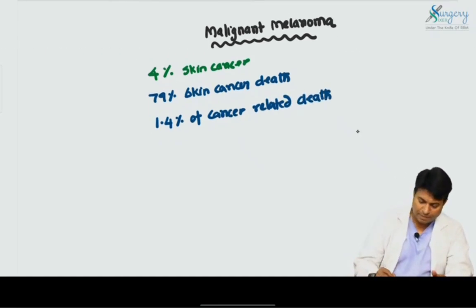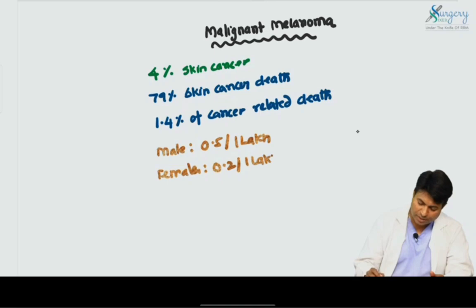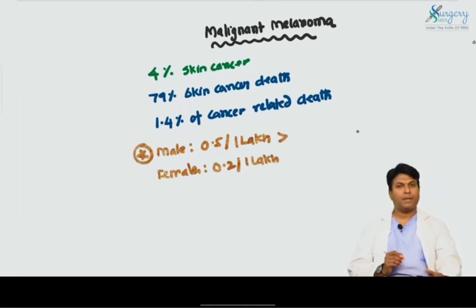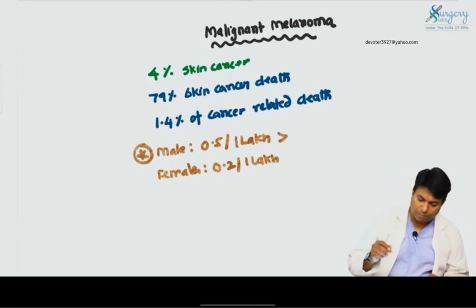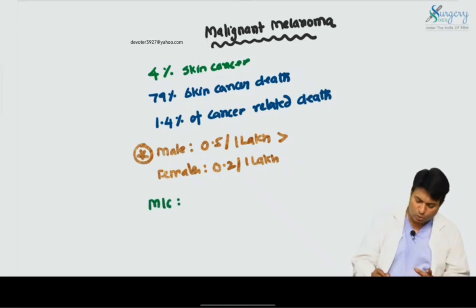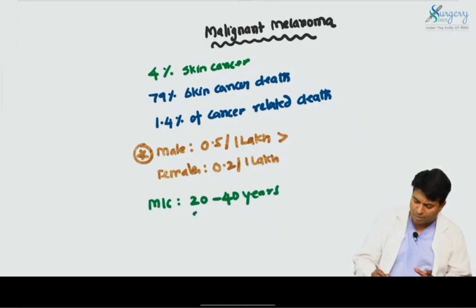And in males, it is around 0.5 per 1 lakh population, whereas in females, it is 0.2 per 1 lakh population. So if you can see, the incidence is more common in males than females. But a very interesting point is the most common age group is 20 to 40 years. Very young age group. The most common age group is 20 to 40 years.